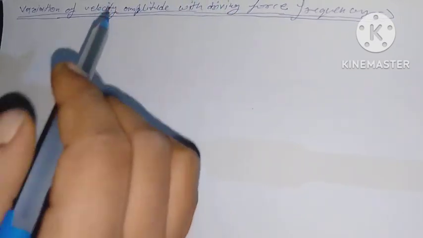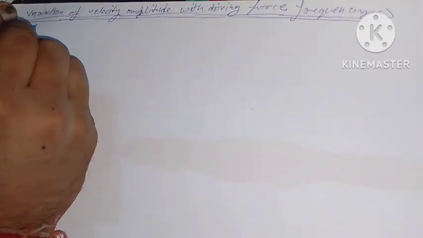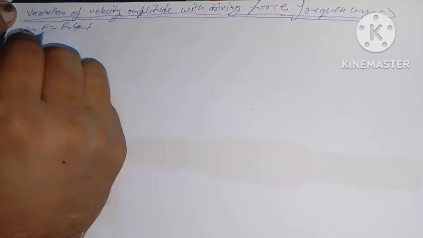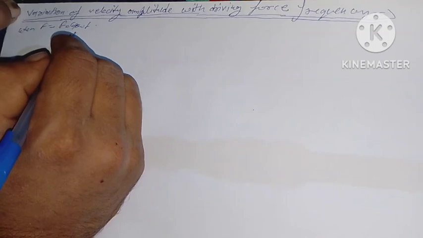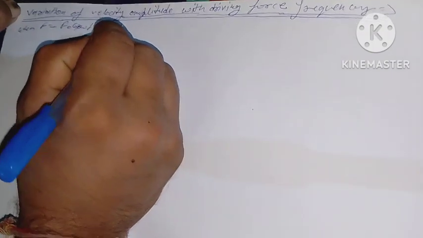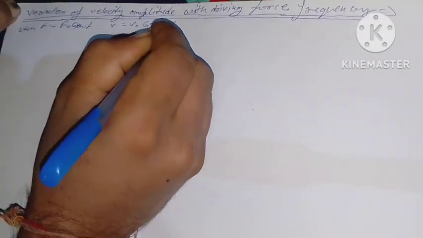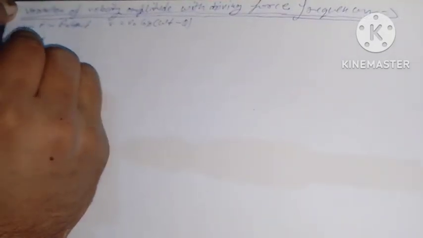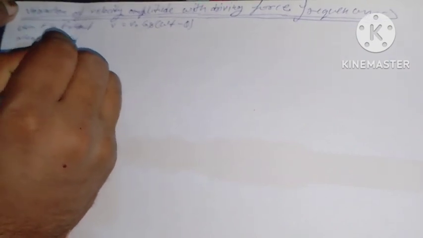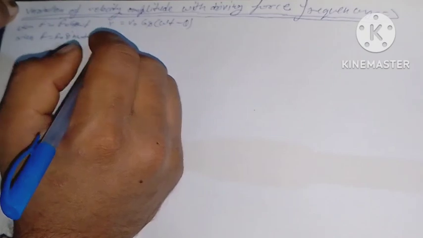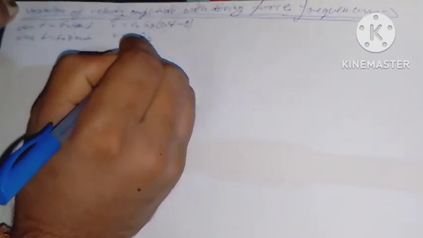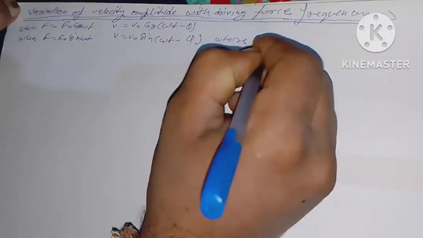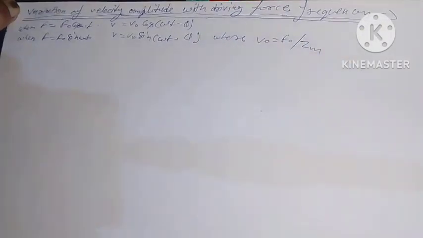Okay, we have seen in the above discussion that when the applied force F equal to F naught cos omega t, the velocity of forced vibration is V equal to V naught cos (omega t minus phi), and when the applied force F equal to F naught sin omega t, the velocity of forced vibration is V equal to V naught sin (omega t minus phi), where V naught equal to F naught upon Zm.